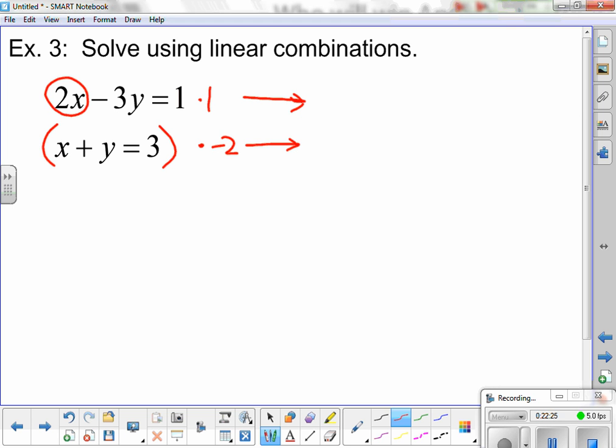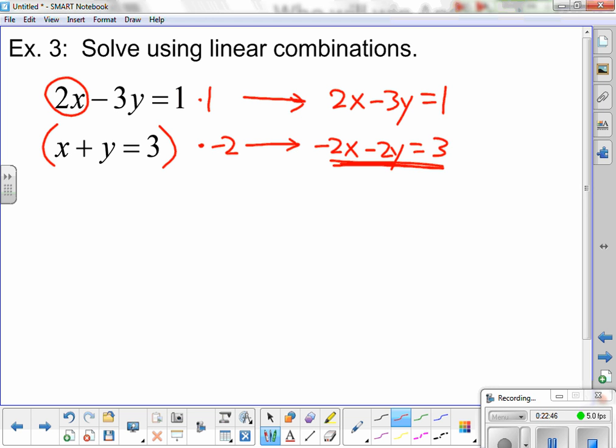Top one I'm just going to multiply by 1, so I'm going to get 2x minus 3y equals 1. The bottom one I just multiplied by negative 2, so it's negative 2x minus 2y equals 3. Sometimes you have to multiply the top and the bottom to make them opposites, but the whole goal is to make them opposite. Now that I have opposites, I can combine.